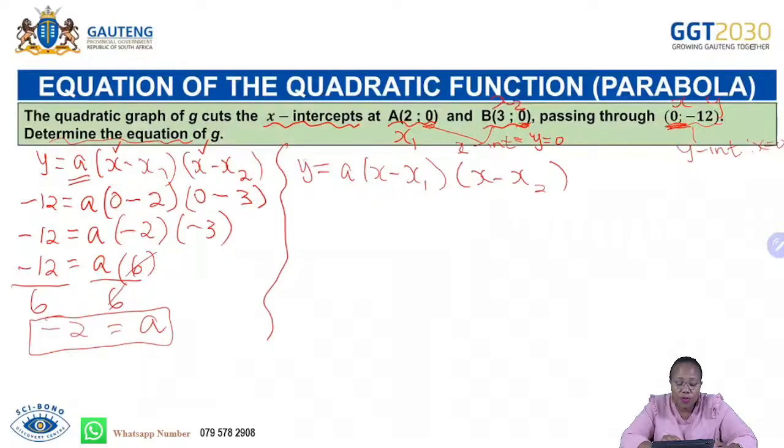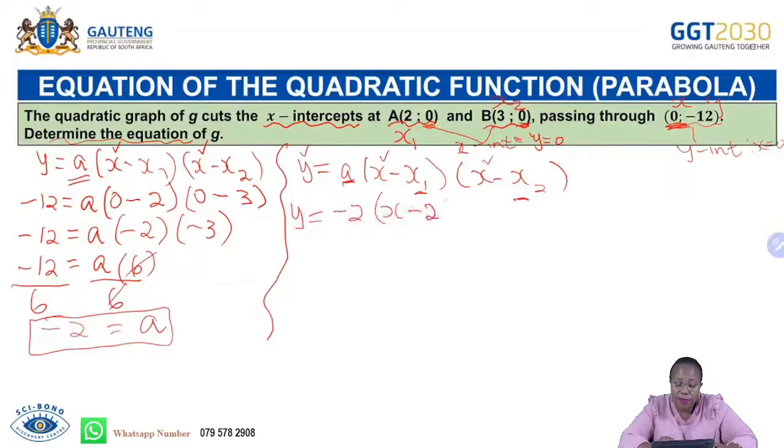So we are going to leave y and x because we need an equation. We will substitute a, x1 and x2. Let's do so, grade 12. We are having y is equal to, what is a? Minus 2 into x, we leave x. What is x1?